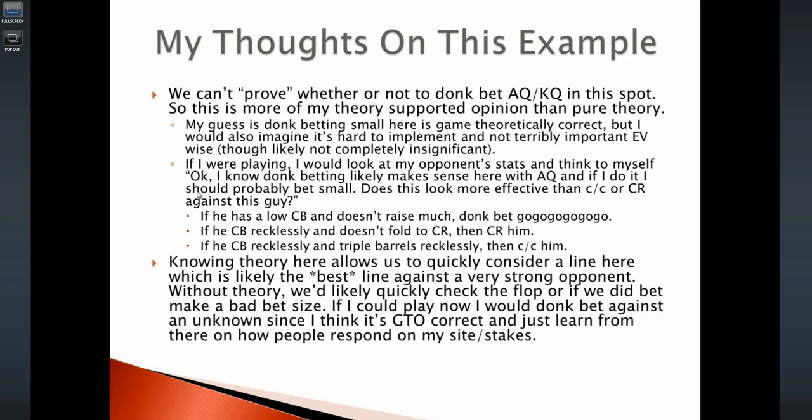Knowing theory here allows us to quickly consider a line here, which is likely the best line against a very strong opponent. Without theory, we'd likely quickly check the flop, or if we did bet, make a bad bet size. If I could play now, I would donk bet against an unknown, since I think it's game theoretically optimally correct, and just learn from there on how people respond at my site stakes.